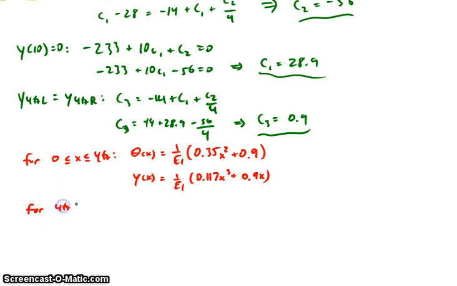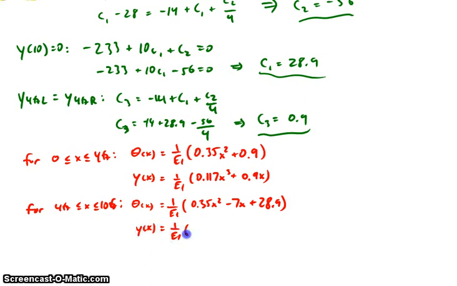From 4 feet to 10 feet, we have the following two final equations. Rotation in that region as a function of x is equal to 1 over EI times 0.35 x squared minus 7x plus 28.9, and deflection is equal to 1 over EI times the quantity 0.117 x cubed minus 3.5x squared plus 28.9 x minus 56.